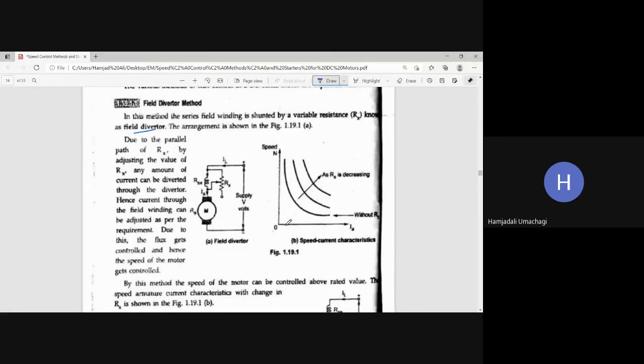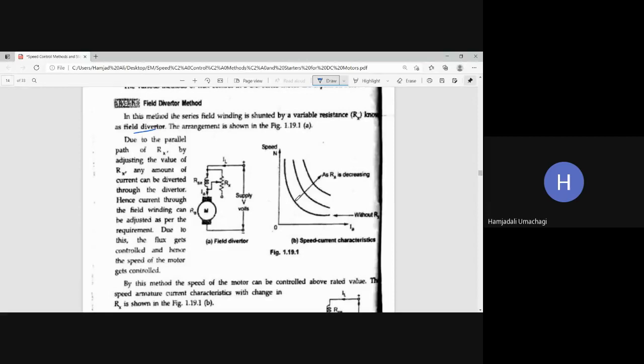If ISC is less, then what about the flux? Flux will also be less. But what about the speed? Flux is inversely proportional to the speed, so you will be getting maximum speed in the beginning. So this curve is nothing but the rectangular hyperbola characteristic, meaning speed is inversely proportional to the flux.